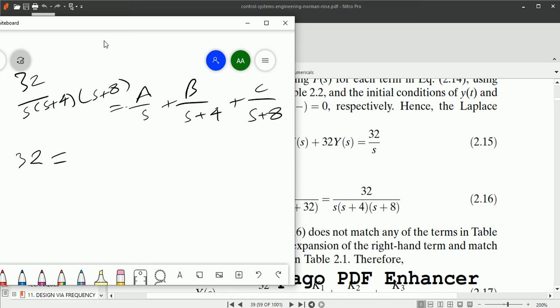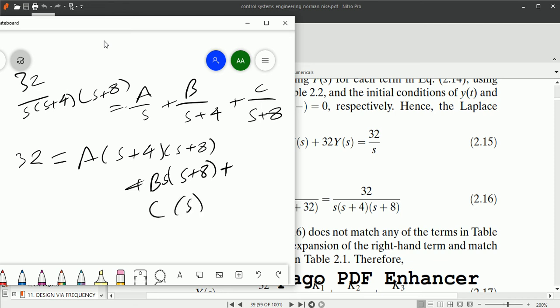Now cross multiply it with this denominator. You will get here 32, and here you will get s plus 4 and s plus 8, plus b into s into s plus 8, plus c into s into s plus 4. Because s plus 4 will cancel the other s plus 4 in it. You are basically multiplying this equation with this denominator. Here it gets cancelled fully, you get 32, and here you cancel s and you get s plus 4 into s plus 8, and here you cancel with s plus 4, you get s into s plus 8.